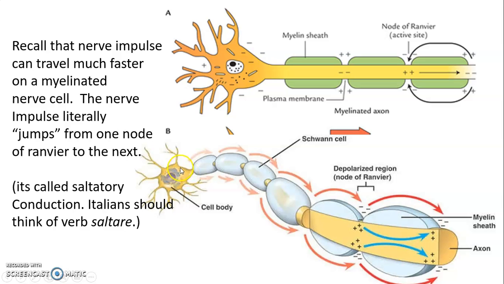But the action potential is able to travel. It just jumps over this area that's been myelinated. And so it makes this really fast conduction. Notice the Italian word saltare, because it's called saltatory conduction. So that's why a myelinated axon travels faster.